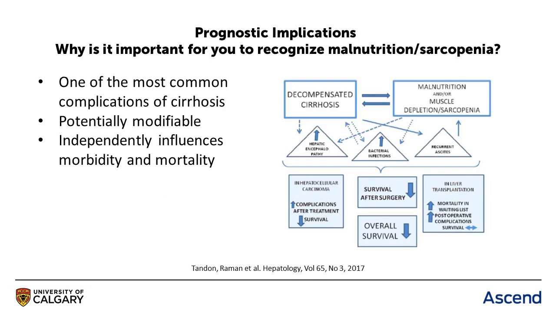Okay, so why is this actually important? Why it's important, I can summarize by saying it affects everything. It affects all of your morbidity and mortality. But I think it's really important because it's potentially modifiable. It's something we can do something about. And it independently influences the risk of having reduced survival after transplant, reduced survival on the waiting list for transplant. Even after surgeries, we've looked at studies with hepatocellular carcinoma and resection. It increases the complications if you're malnourished with those kinds of surgeries as well.